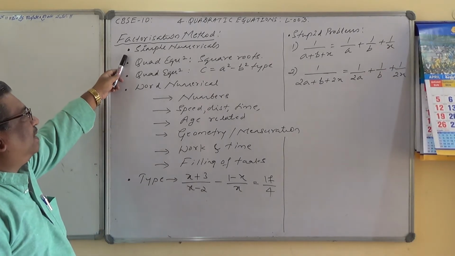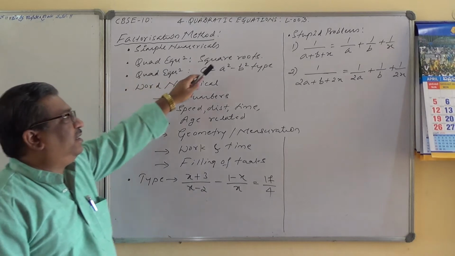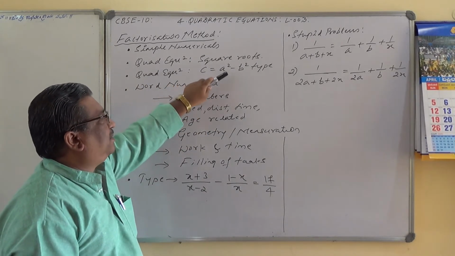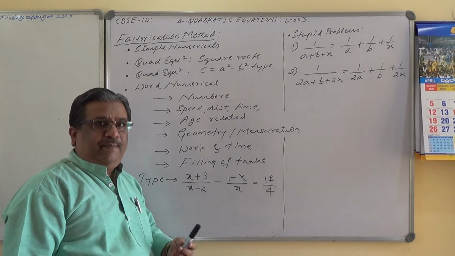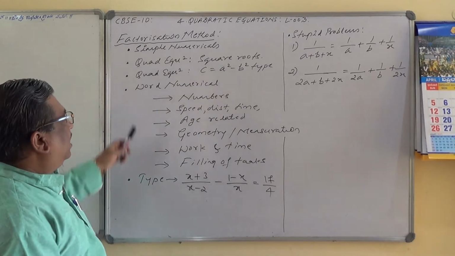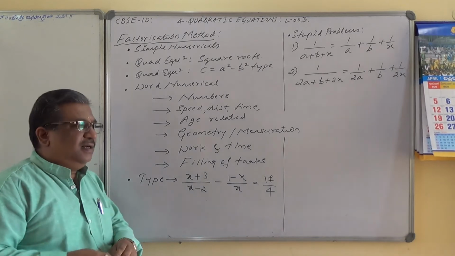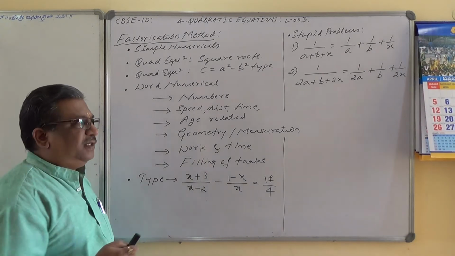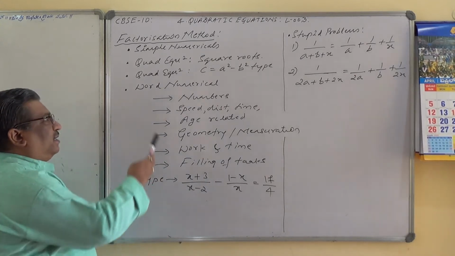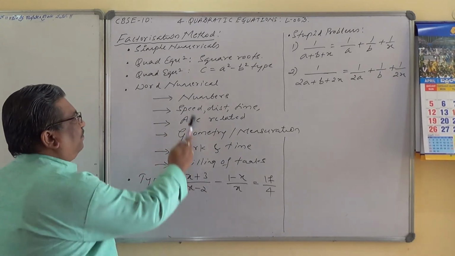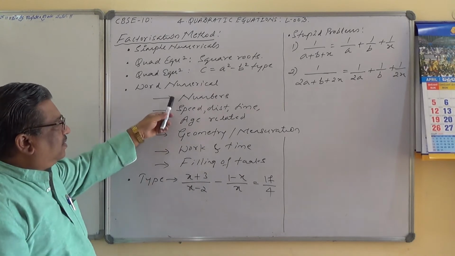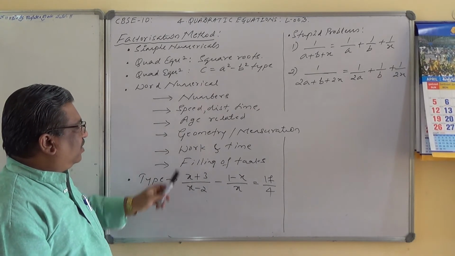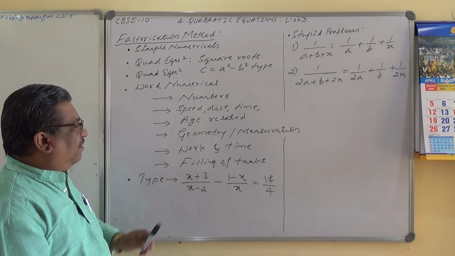Already we have seen simple numericals, equations containing square roots, and quadratic equations in which the constant term is expressed in terms of a square minus b square type. Those things we have solved. Also in word numericals, I have solved a couple, but I will continue with the word numericals. The broad categorization of word numericals is the problems based on numbers, speed, distance and time, age related, geometry and mensuration, work and time, and filling of tanks.